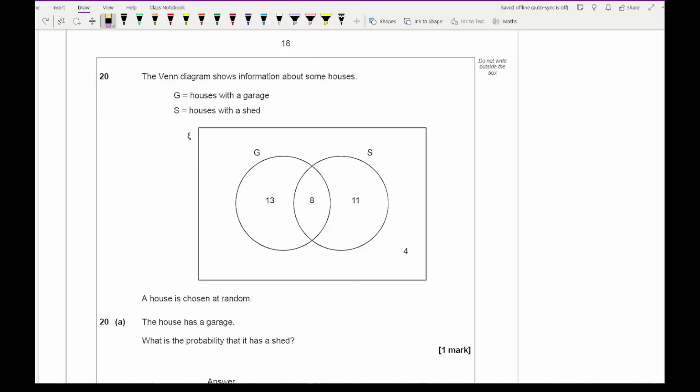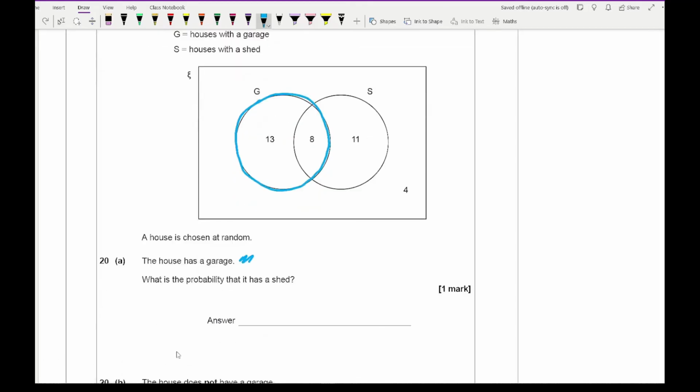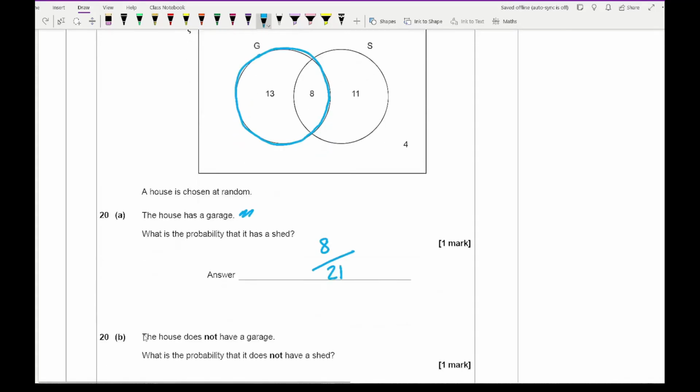So looking at question 20, the Venn diagram shows information about some houses, and we've got G represents the houses with a garage, and S represents houses with a shed. And it says that a house is chosen at random. The house has a garage, so we know that it involves this blue circle. And the question is asking us, what is the probability that it has a shed? Well, there's 21 houses in total in that blue circle, and how many of those 21 have a shed? Well, it's going to be 8 of them, so the answer there is 8 over 21.